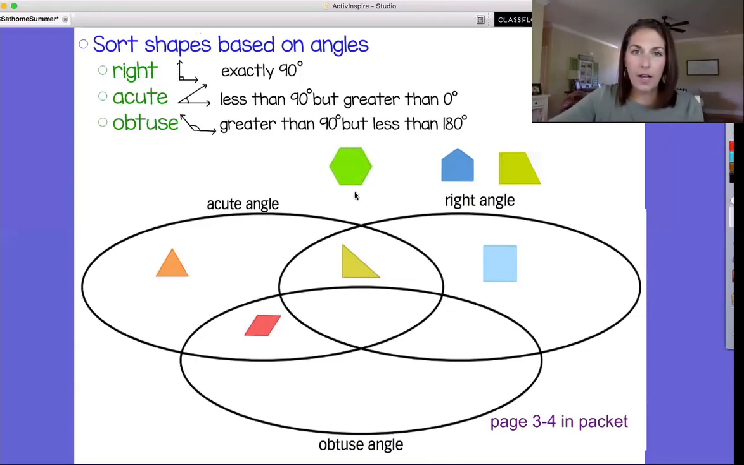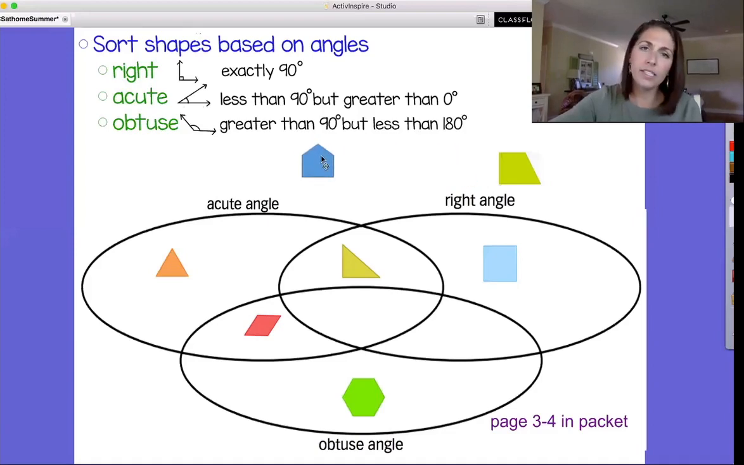Let's look at the hexagon. When I look at the hexagon, I see 1, 2, 3, 4, 5, 6 angles because the hexagon has 6 sides and 6 angles. So when I look at those angles, they look like they're greater than 90 degrees. If I were to try to draw a right angle, I could not do that. So I know that they're going to be greater than 90 degrees or obtuse angles, and only obtuse angles. So I'm going to put that down there in the obtuse angle category.